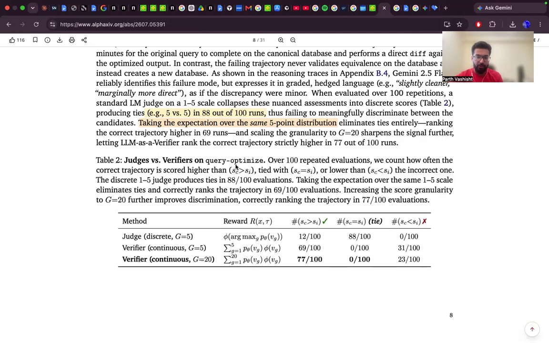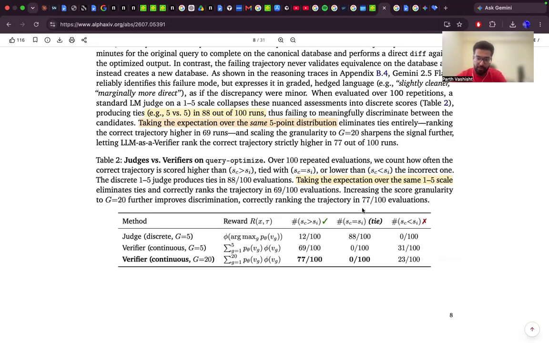Now, judges versus verifiers on query optimize. Over 100 repeated evaluations, we count how often the correct trajectory is scored higher than the incorrect one (SC greater than SI), tied (SC equal to SI), or lower (SC less than SI). The discrete 1 to 5 judge produces ties in 88 out of 100 evaluations. Taking the expectation over the same 1 to 5 scale, so this is exactly what our interpretation is, eliminates ties and correctly ranks the trajectory in 69 out of 100 evaluations. Increasing the score granularity to G equal to 20 further improves discrimination.